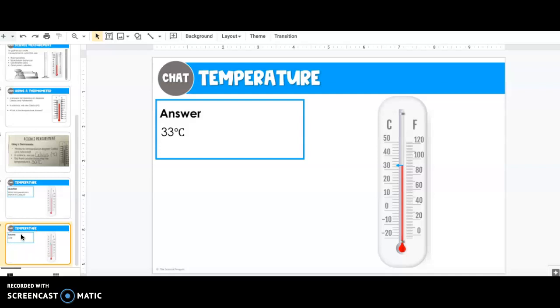Okay, so once you're finished, I need you to take this page, put it right back into your folder because we'll be working on it more tomorrow. Now you can complete the 2 slides on reading the thermometer.